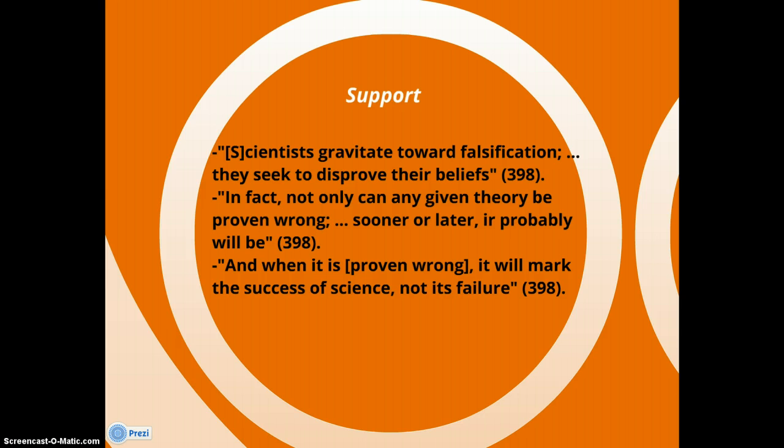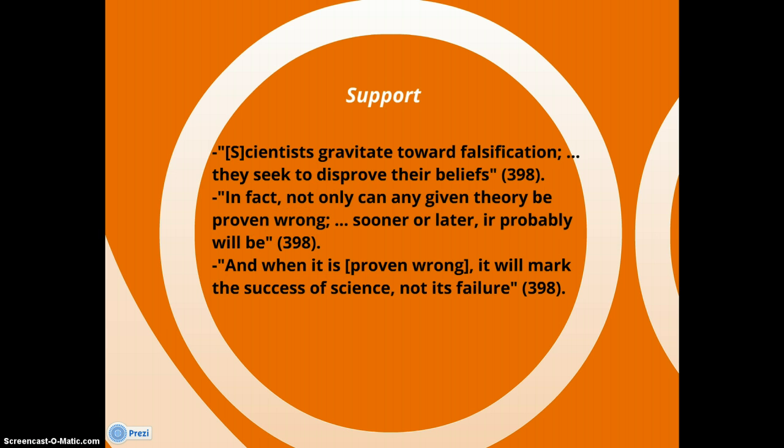So she goes on to say, in fact, not only can any given theory be proven wrong, sooner or later it probably will be. All right. So, I guess that's an example of wrongness and error, my typo. At any rate, she's using as support this notion that we have the scientific method. It's focused on being wrong. That's that toward falsification aspect right here. And not only is it focused on being wrong, it's sort of based on this notion that any given theory probably will be proven wrong.